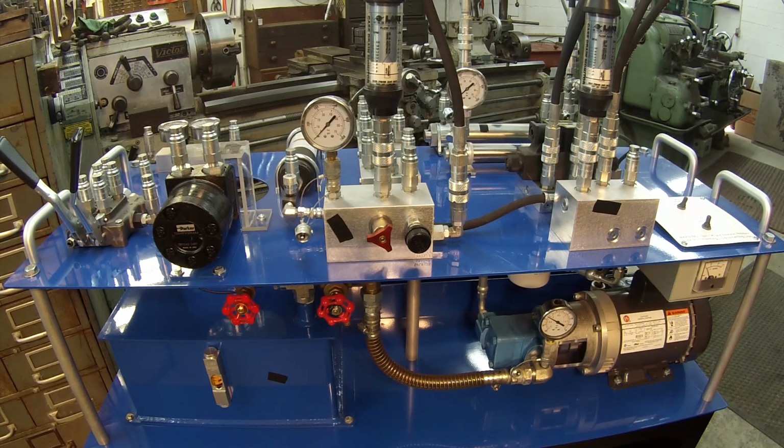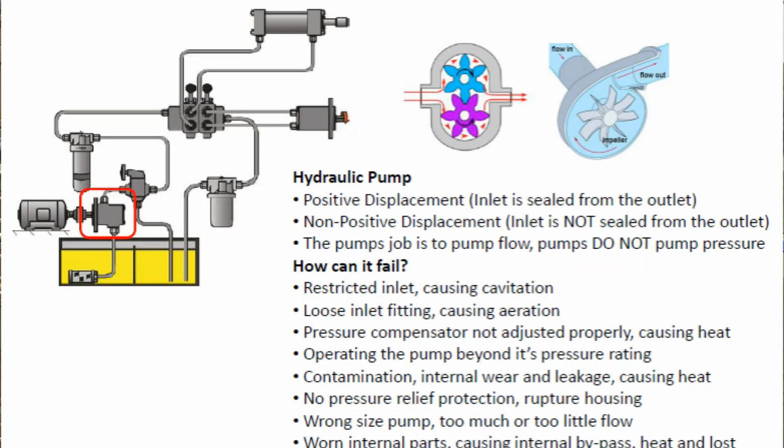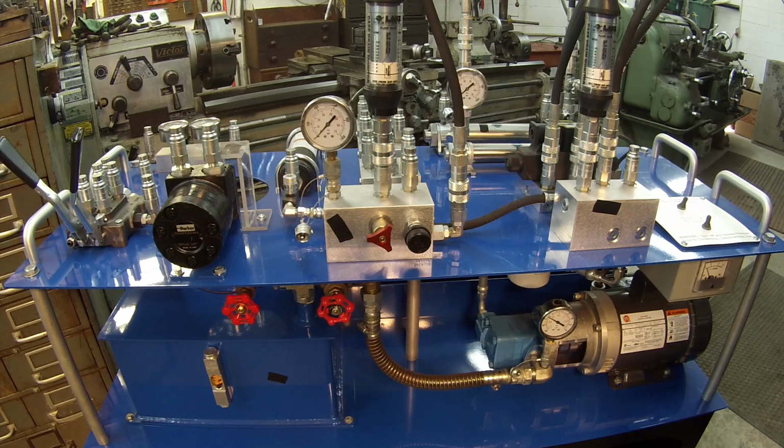Next thing we want to talk about is the pump. Pump is the heart of the system, and 99.9% of the times when your pump fails, it has nothing to do with your pump. It's something that happened in the system, like contamination or cavitation or aeration or things like that we're going to talk about in our troubleshooting and inspection part.